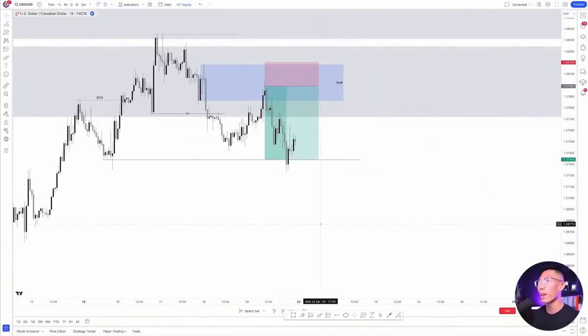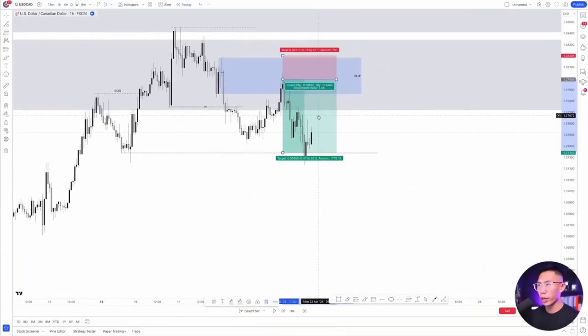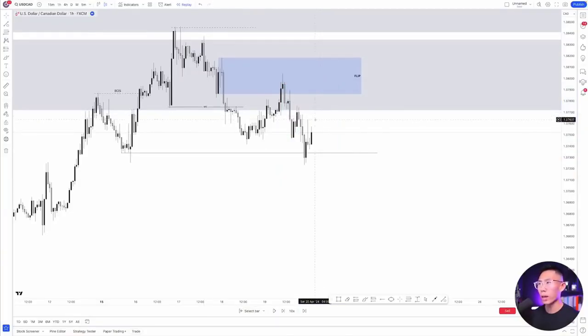Boom, smash your take profit. As simple as that. Got out of the trade. Happy days. Go and celebrate with champagne or something. Now, after we got out of this trade, observe what price is doing right now. Price has come back down here to this swing low.